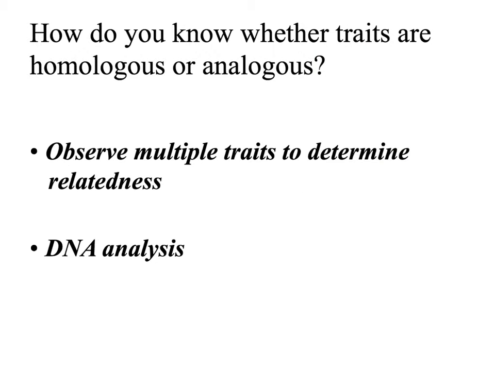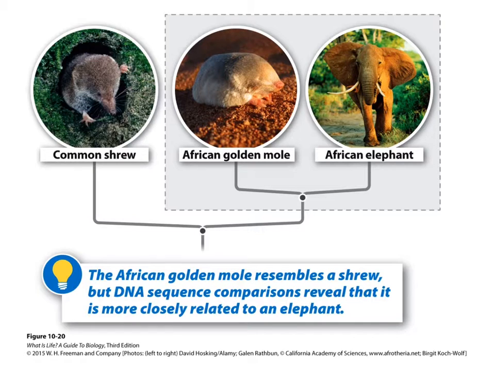lifestyles. So how do we figure out if a trait is homologous or analogous? One way is to observe multiple traits in an organism to determine relatedness. Another way is through DNA analysis. We can also find the opposite to be true, that some organisms that do not look very similar may be closely related. A good example of this is the African golden mole and an African elephant. The mole and the elephant are more similar to each other based on their DNA sequence than the golden mole is to the common shrew, even though the common shrew and the golden mole may look more similar using their physical features.